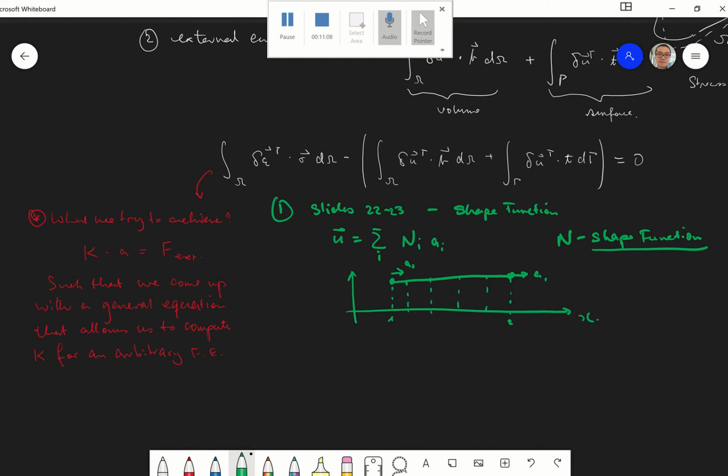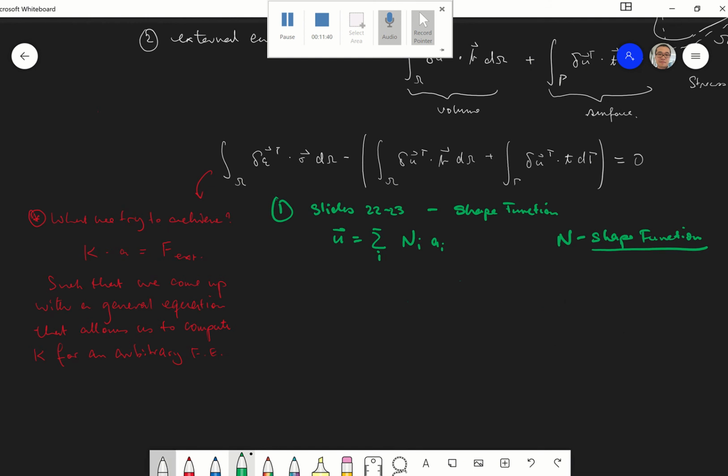So in order to work out what's the displacement at any arbitrary point x between these two nodes, this shape function basically allows you to interpolate the displacement from point 1 and point 2 to the middle point here, governed by the position x. And we'll show later how this works in real cases. So that's the first thing. Okay, we have this shape function.